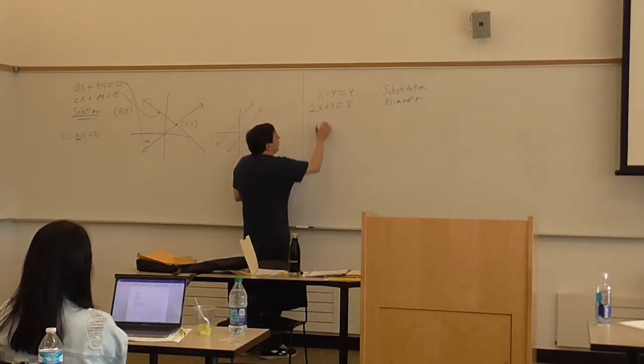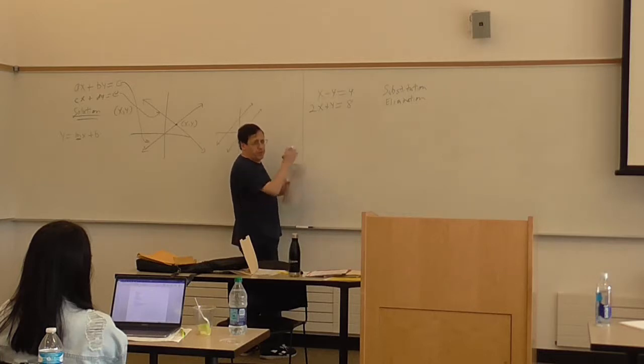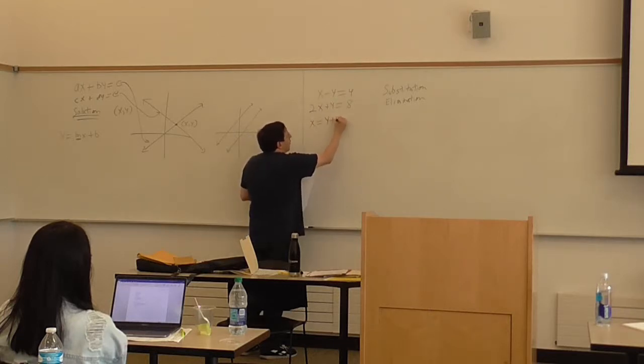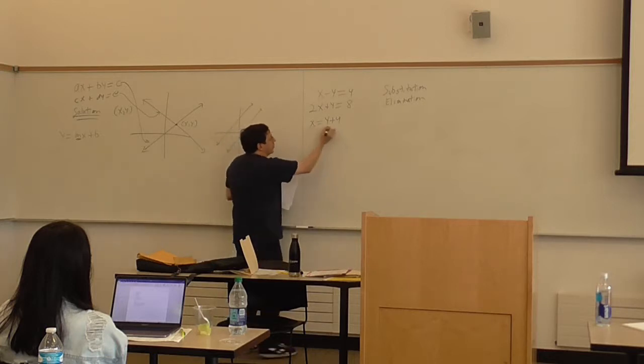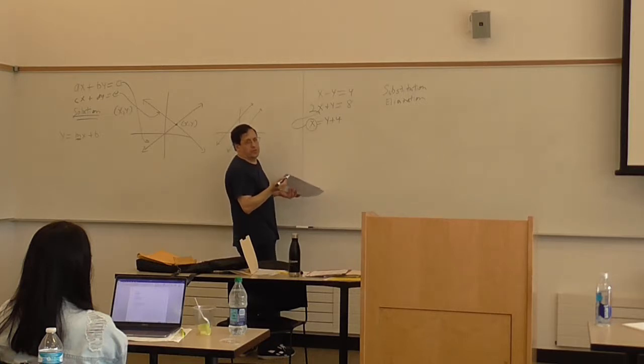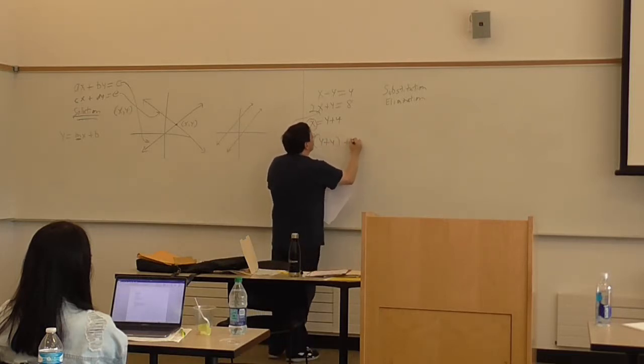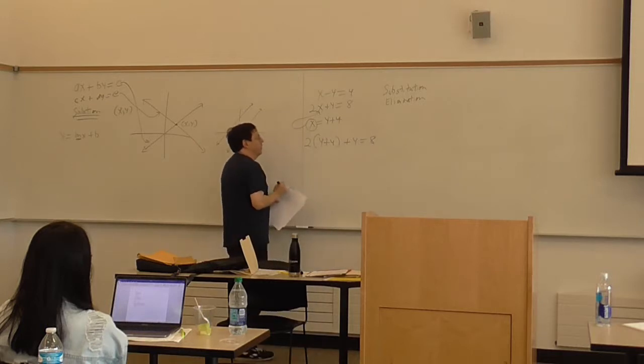For substitution, I need one of these equations in the form variable equals stuff. So I'm going to add y to both sides here, and I'm going to get x equals y plus 4. That's x equals stuff. I then take this equation, plug it in here. We don't call this elimination, we call it substitution, but it's eliminating the x. So I have 2 times (y plus 4) plus y equals 8. This is just an equation in one unknown. I know how to do that.